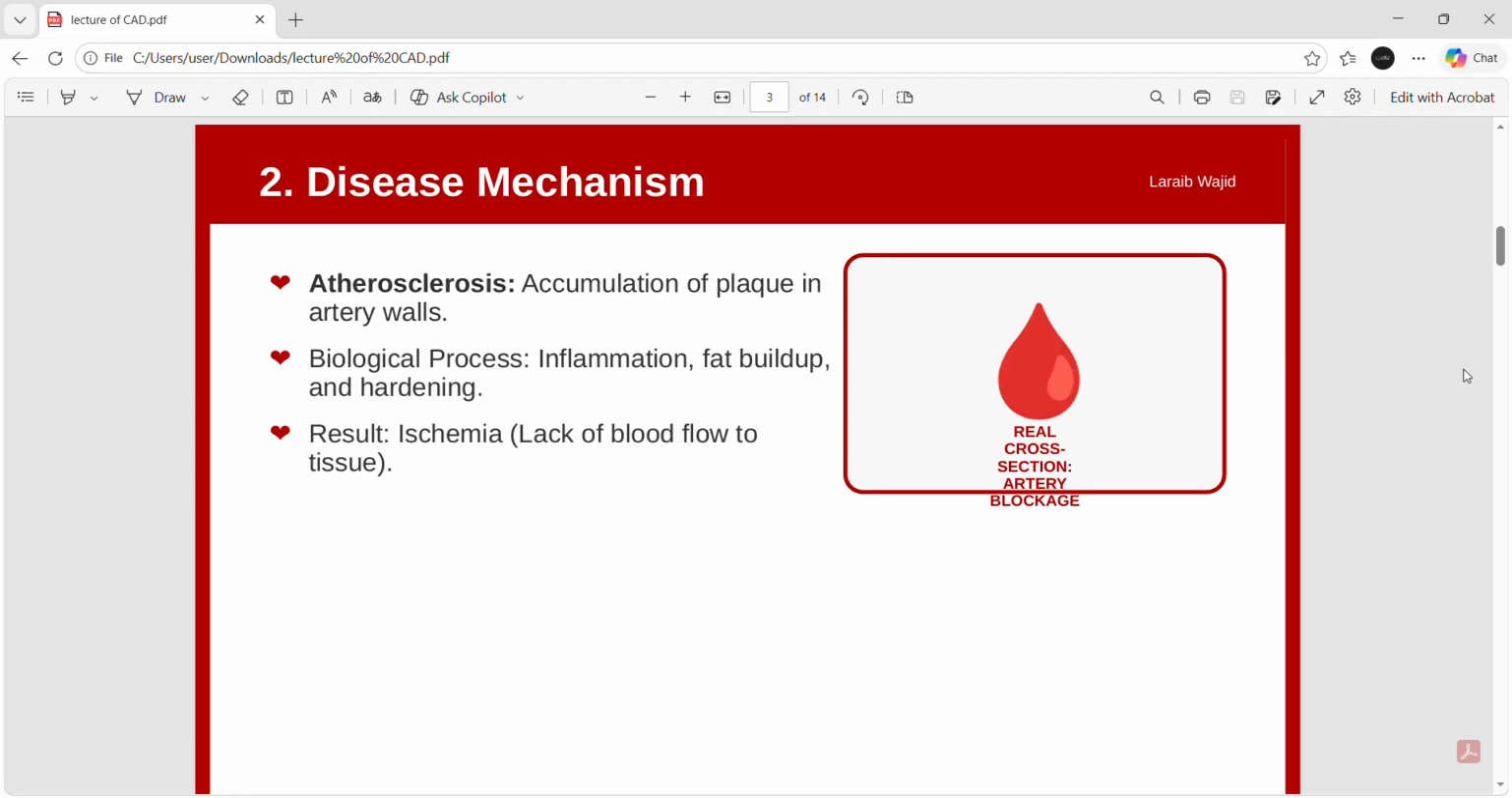Next slide we discuss the disease mechanism. The main cause of CAD is a process called atherosclerosis. In this process, fat and plaque build up inside the artery walls. This leads to inflammation and hardening of the arteries. As a result, blood flow is reduced, which is called ischemia.